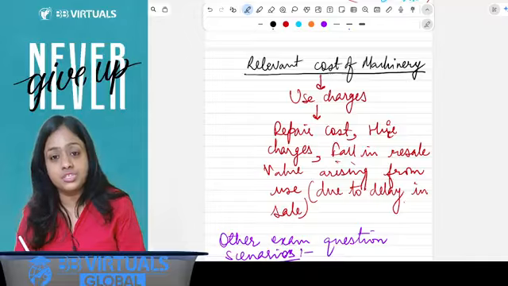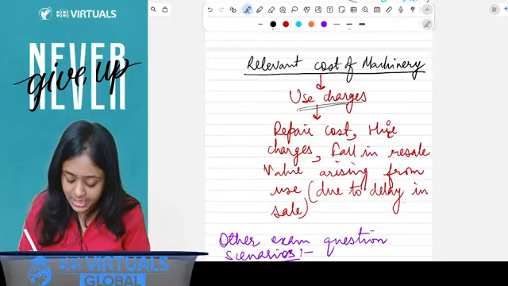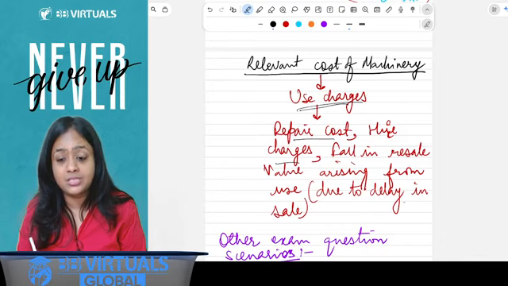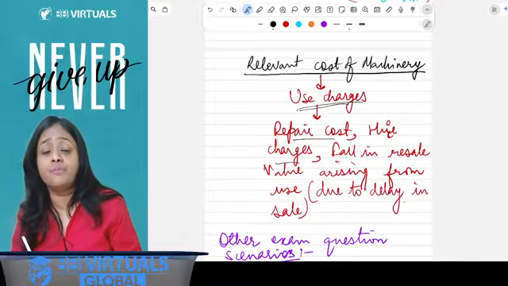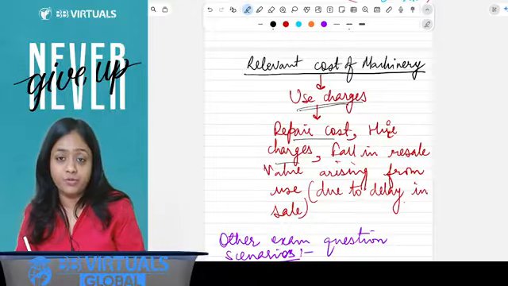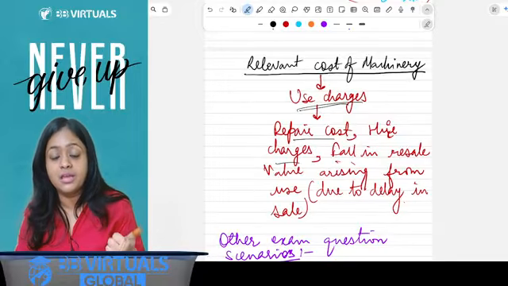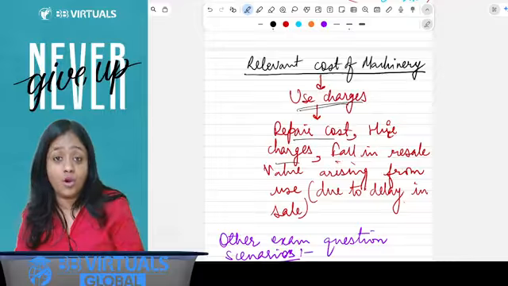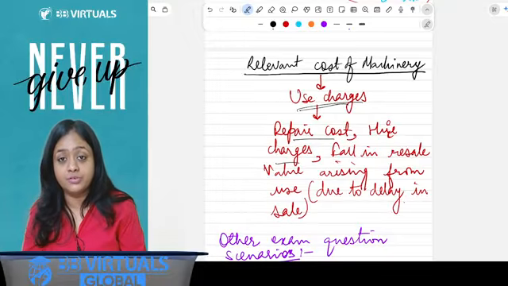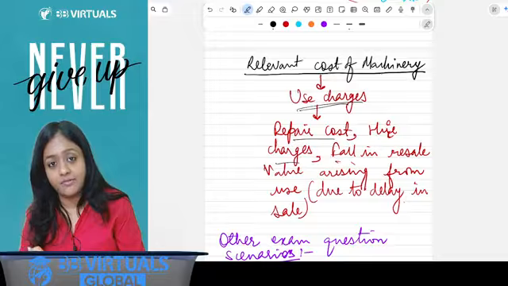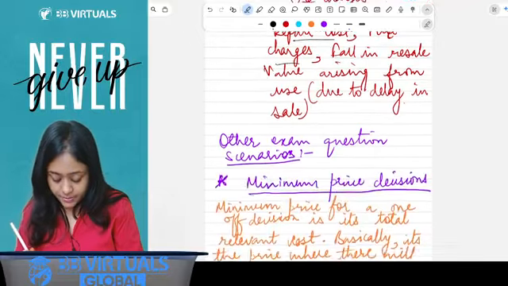Next is relevant cost of machinery. When there is machinery in use, the relevant cost will always be the use charges, like the repair cost, like the hire charges, like the fall in the resale value arising from the use. It can in fact be the future income also that arises from the machinery. So all this is relevant, something which is going to happen in the future, like the repair cost, the hire charges, the fall in the value of the machinery, because you are not selling now, you are selling after a year of use. So the value that has fallen is the relevant cost. In fact, the future earnings related to that machine can also be a relevant cost.